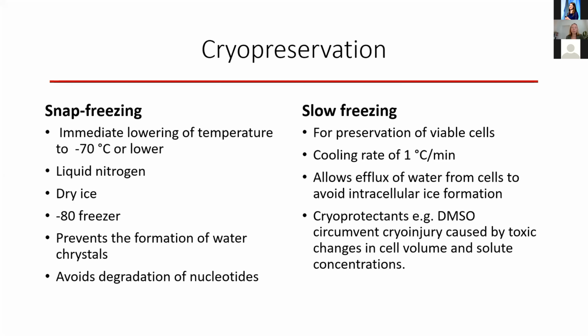Slow freezing is for preservation of viable cells, and then it's necessary to have a cooling rate of 1 degree per minute. That allows a flux of water from cells to avoid intracellular ice formation. Cryoprotectants, for example DMSO, circumvent cryoinjury caused by toxic changes in cell volume and solute concentrations and leave the cells viable.